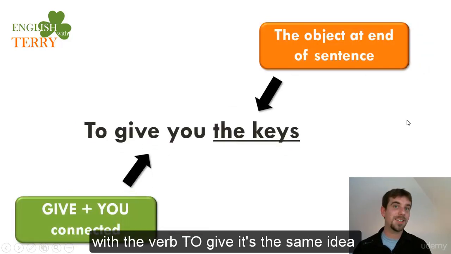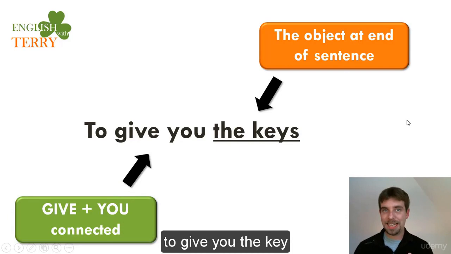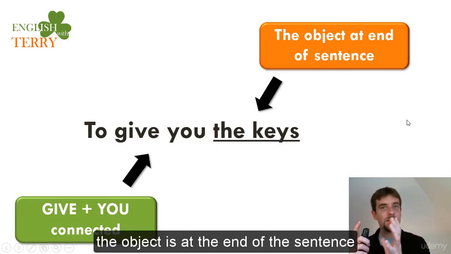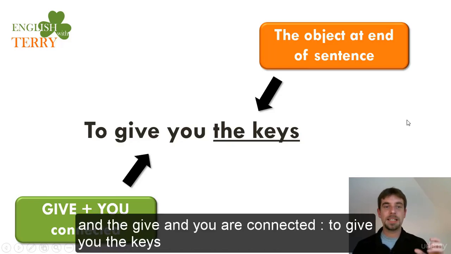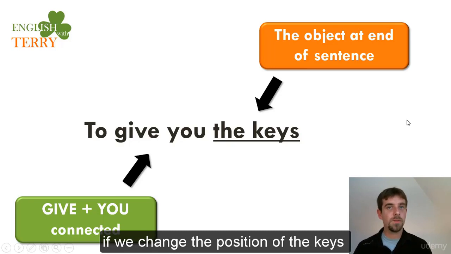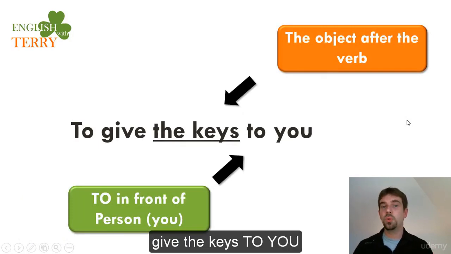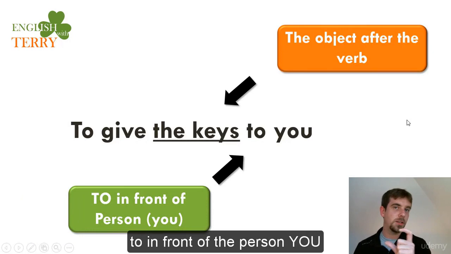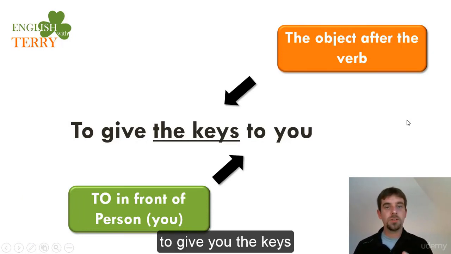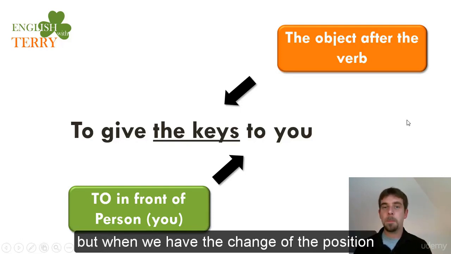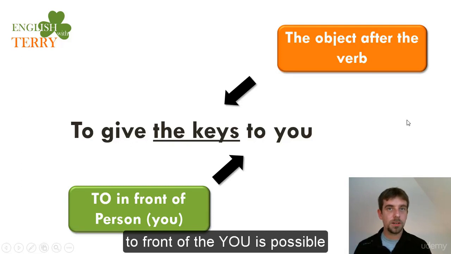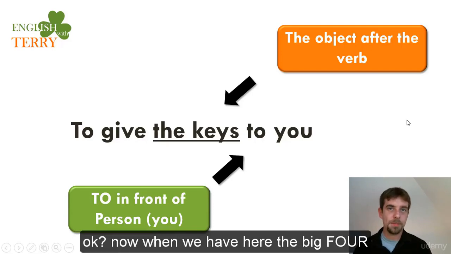With the verb to give, it's the same idea. To give you the keys, the object is at the end of the sentence, after the you, and give and you are connected. If we change the position of the keys in the sentence, what happens? To give the keys to you. To in front of the person, you. So this is the basic difference. To give you the keys, to send you the email, send you an email, are much more common, but when we change the position, to in front of the you is possible, but not so common, okay?